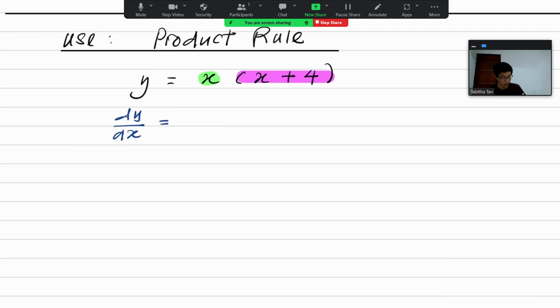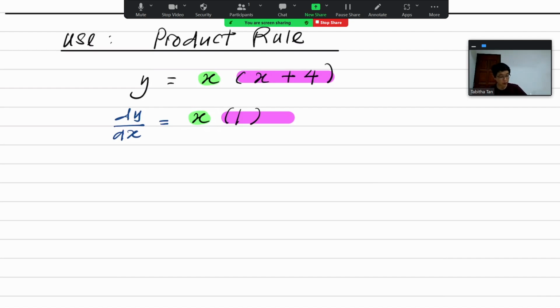So I'm just copy pasting. I do nothing about the green function. Then now I go to differentiate the purple function. So we keep the x, and then we differentiate the purple function, and that gives us x, differentiate x, so we get 1, differentiate 4, you get nothing left. So that is the purple function.